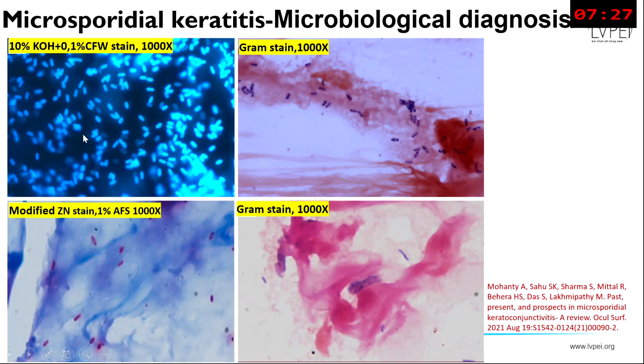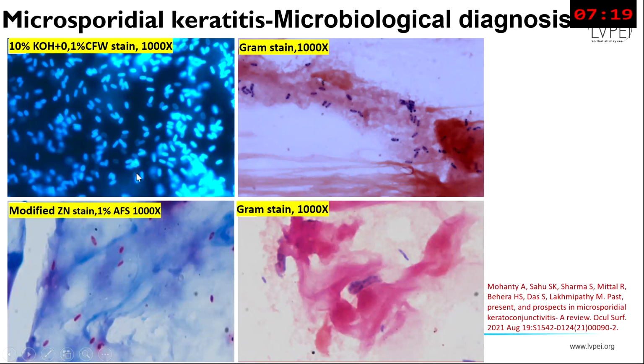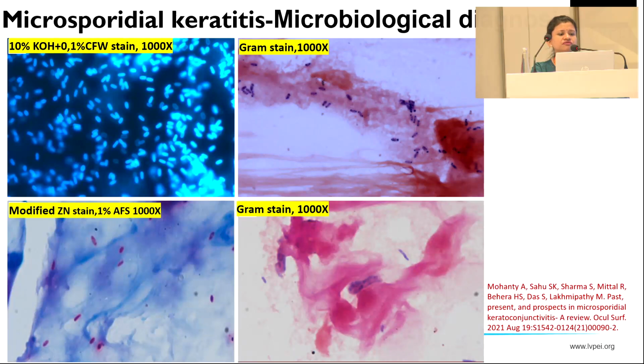most commonly used is the 10% KOH, potassium hydroxide, and 1% calcofluor white stain, where you see a typical hyperfluorescent oval to round structure which gives a beautiful starry sky appearance, or the Gram stain where you can see a stippled appearance because of the location of the vacuole at the end of the spore. Sometimes germination tubules, these tubular structures, can be seen in the Gram stain as well. And the modified Ziehl-Neelsen stain, that is 1% acid-fast stain, also shows these round to oblong spores.